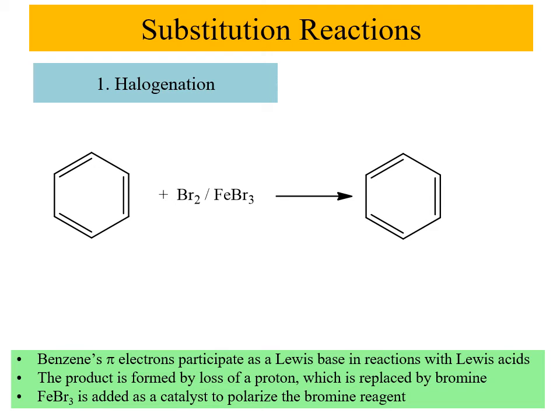We know that benzene will undergo substitution reaction rather than addition reaction. So the first substitution reaction is halogenation. Benzene's pi electrons can participate as a Lewis base, which is an electron donor, and it will react with a Lewis acid, which acts as an electron acceptor. The product is formed by loss of a proton, which is replaced by bromine.